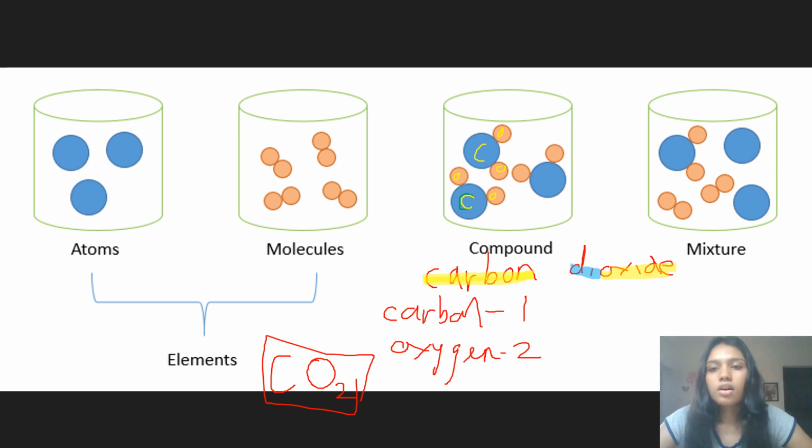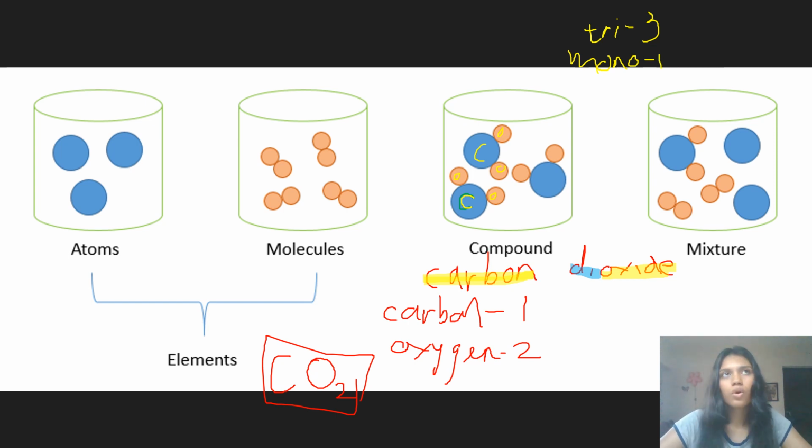So now I'm going to give you a little list of how you can use this. The prefix di is used for two. Then the prefix tri is used for three. Mono is used for one. So if we have carbon monoxide, there's one carbon, there is oxygen, and it says monoxide, which means there's one oxygen. Whatever element the prefix is attached to, that is the number it is stating for that element.